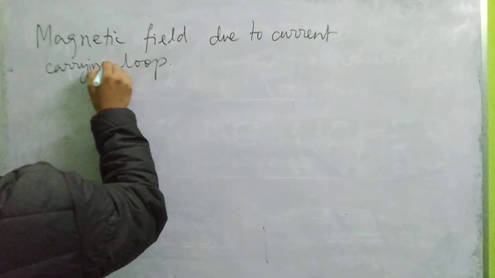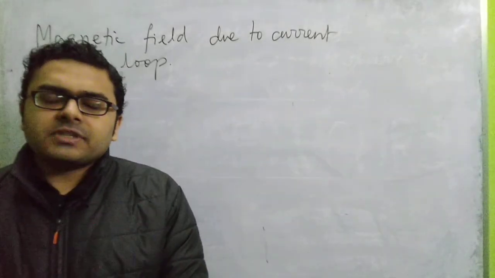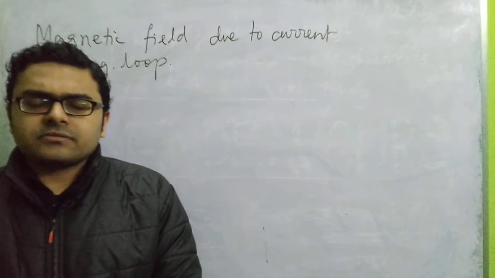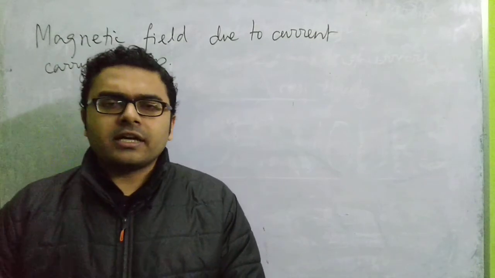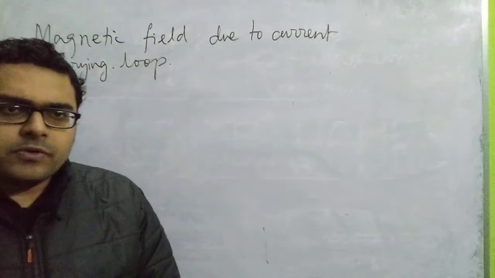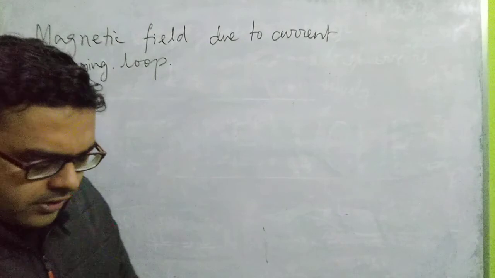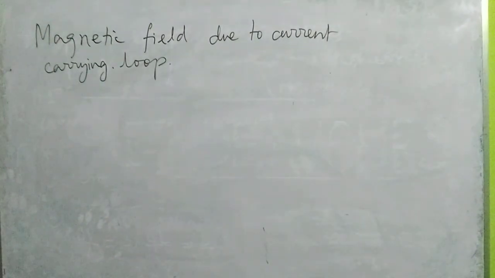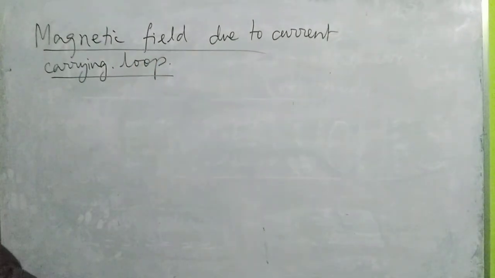Okay, so we have seen that whenever a current is flowing through a wire, the magnetic compass needle deflects, which proves that there is a magnetic field developed around a current carrying wire. So, if I consider a loop, what do you mean by loop? A closed path, a closed enclosure. If I consider a wire in the form of a loop, it will also produce a magnetic field. In fact, the loop behaves as a magnet with two poles.